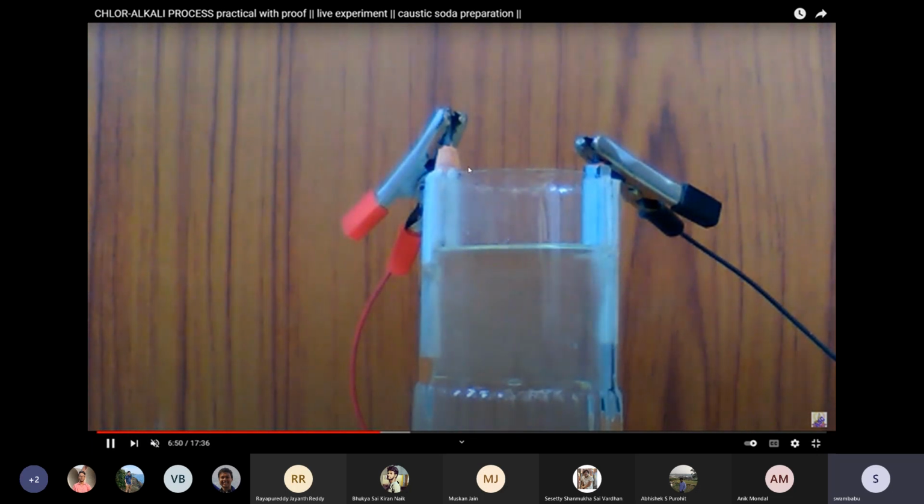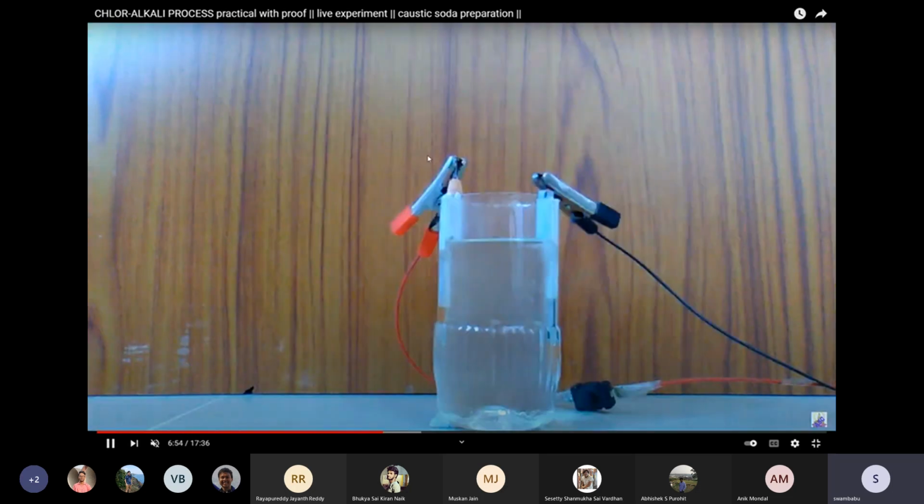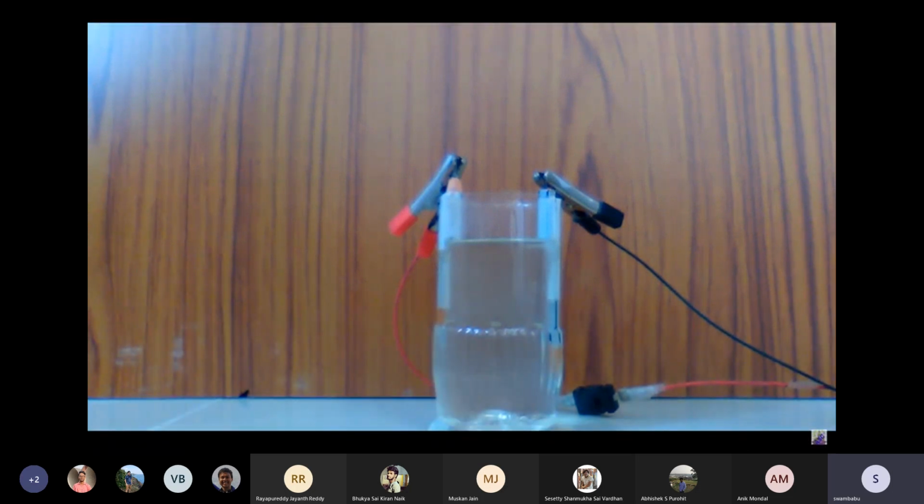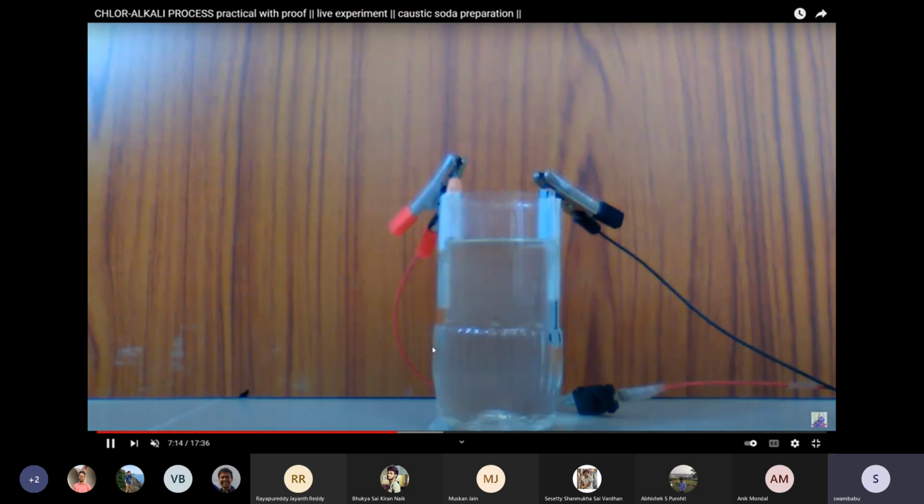Since the pencil contains graphite, that will act as an electrode. If you connect it to a battery, then you can see that chlorine gas comes out, hydrogen gas comes out, and we have NaOH formation in this one. So this is a simple experiment. Any one of us can do it easily.